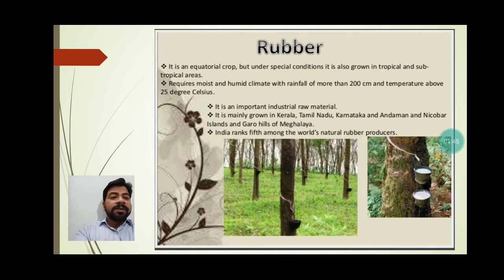It is an important industrial raw material. Here you have to understand, students, why it is an industrial raw material, because many things can be produced from it. It is mainly grown in Kerala, Tamil Nadu, Karnataka and Andaman and Nicobar Islands, as well as in the Garo Khasi Hills of Meghalaya. India ranks 5th among the world's natural rubber producers.